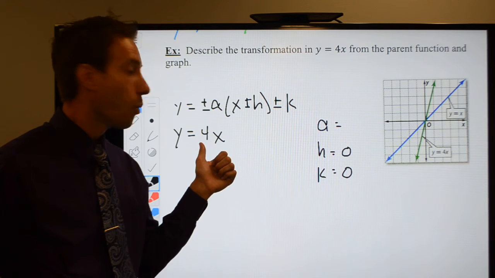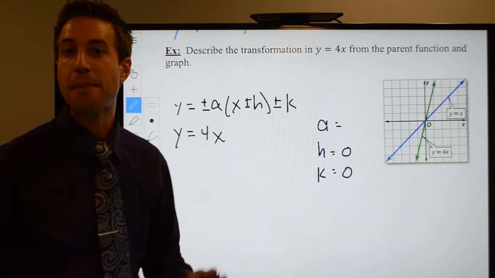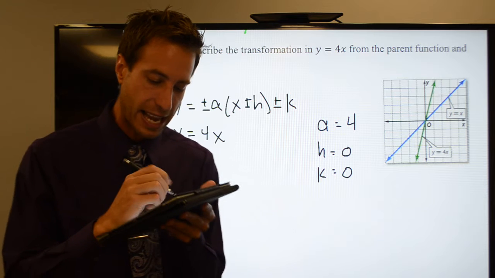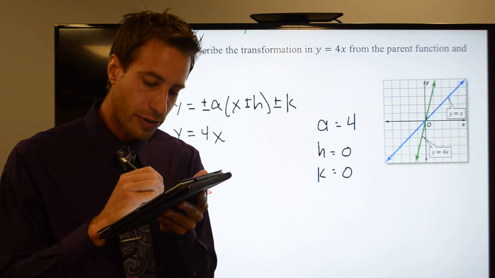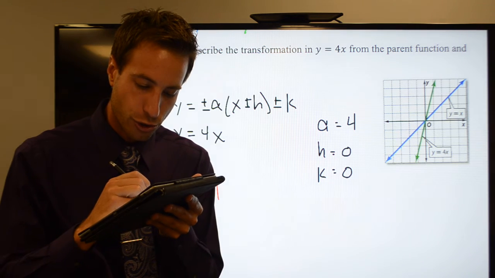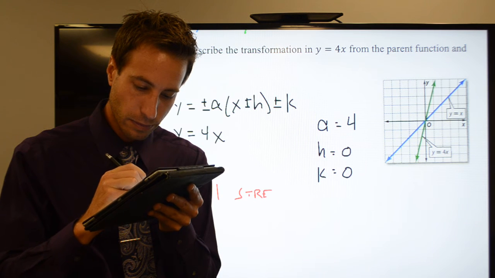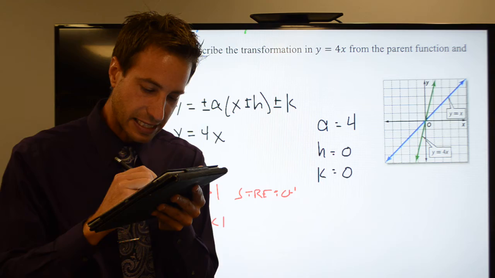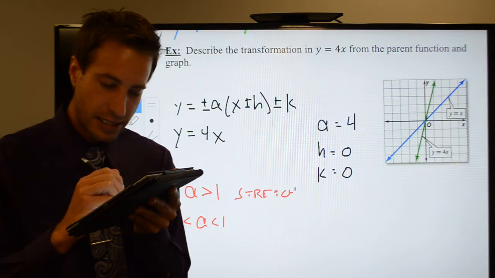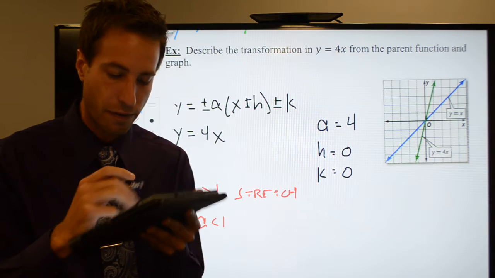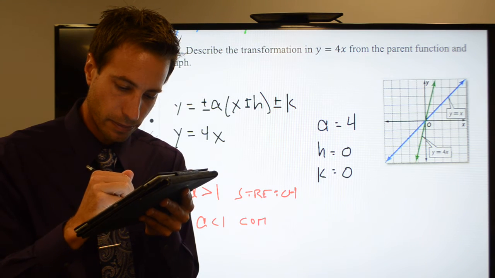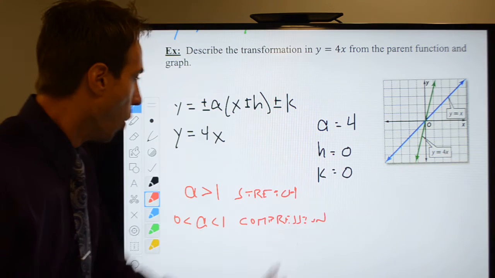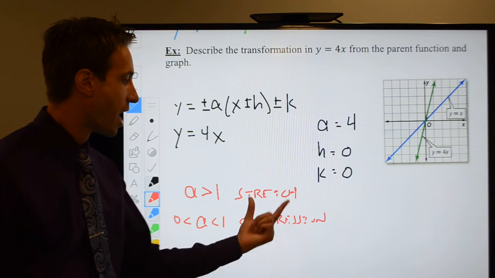So what do I have? Well, I've got a 4 multiplied out front. That must be my a value. And now I remember back to the previous page that if a is greater than 1, this is going to be a vertical stretch. And if a is a fraction, meaning it's less than 1 but greater than 0, this is going to be a compression or a vertical shrink. We'll call it compression. Right? That's what I remember from the previous page. Well, since 4 is greater than 1, I have a vertical stretch.